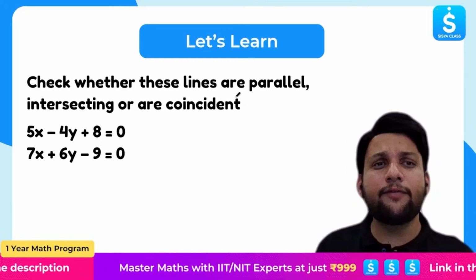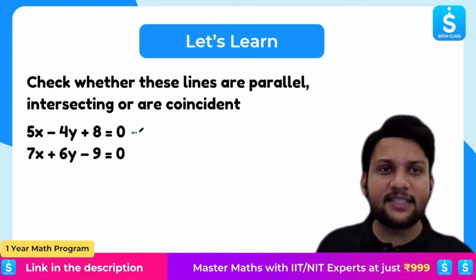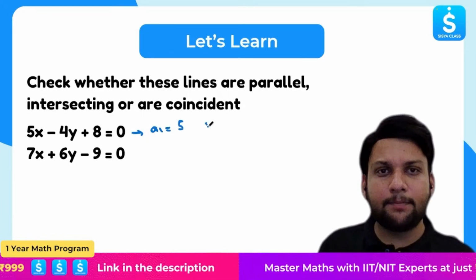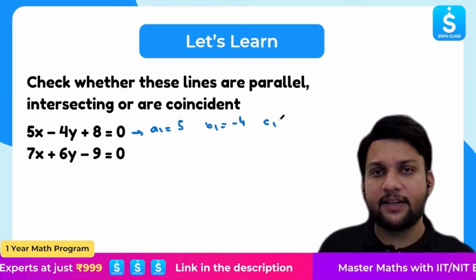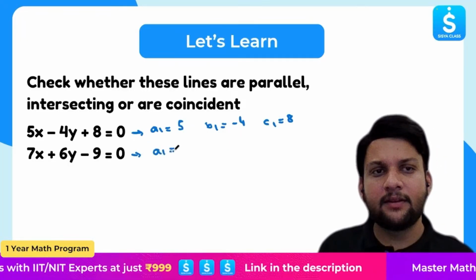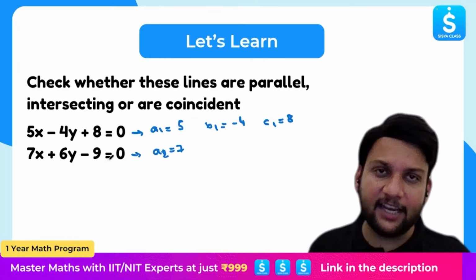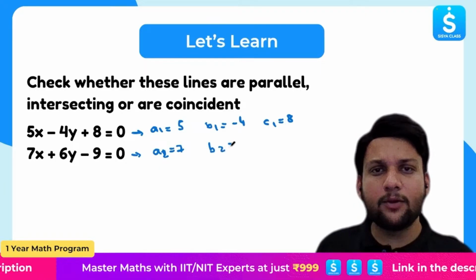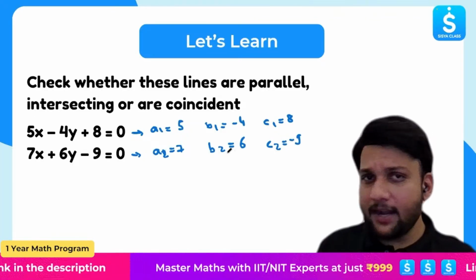So let's do some examples for better clarity, and you will understand how easy it is. We have to check whether these lines are parallel, intersecting, or coincident. Can you tell me what is A1? A1 is 5. What is B1? B1 is -4. What is C1? C1 is 8. Similarly, in the second equation, A2 is 7. What is B2? B2 is 6. What is C2? C2 is -9.